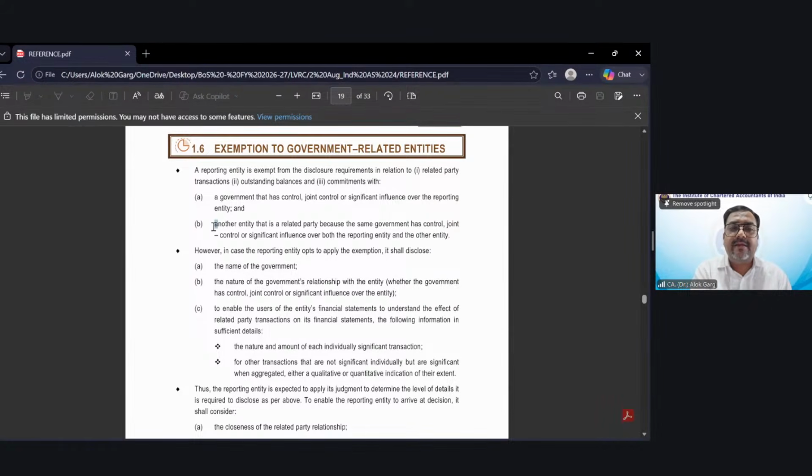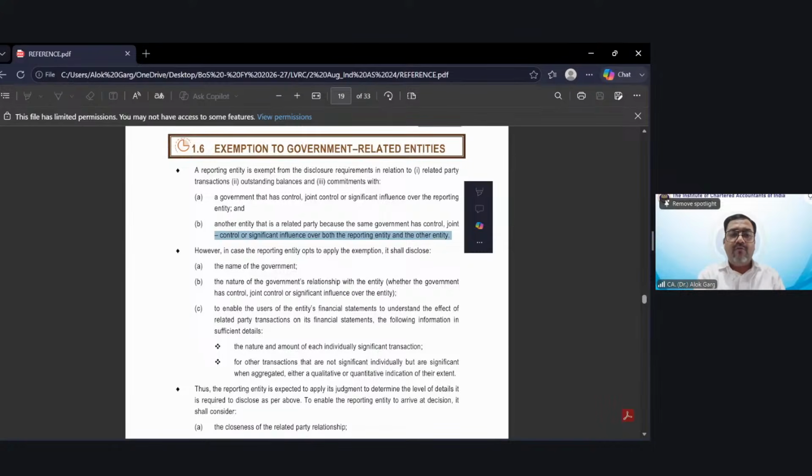Or another entity that is related because the same government has control, joint control or significant influence over both the reporting entity and the other entity. Say DMRC is entering into a transaction with another entity in which the central government and the state government have control. So these two entities become related parties just because of the government. The transactions with the government and with this entity are not required to be disclosed. It is exempted.